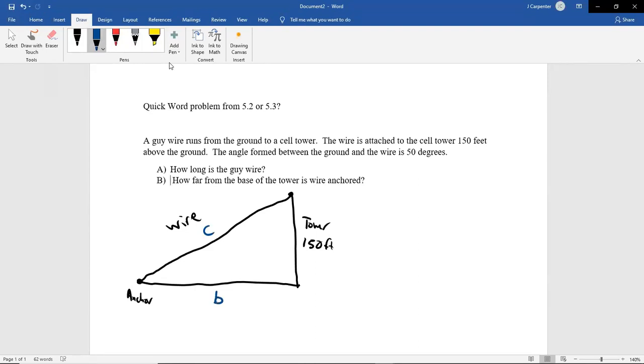And they told us that the angle formed between the ground and the wire is 50 degrees. So this right here, this angle between the wire and the ground, is 50 degrees. This is, of course, a right angle because this is not the Leaning Tower of Pisa. It's built straight up, appropriately, good construction.